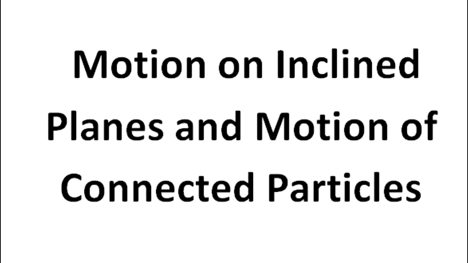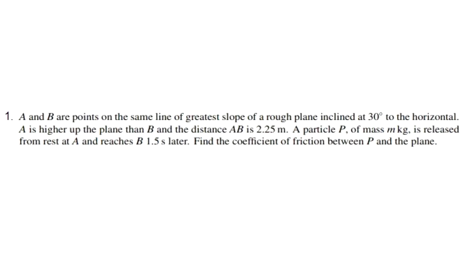Motion on inclined planes and motion of connected particles. A and B are points on the same line of greatest slope of a rough plane inclined at 30 degrees to the horizontal. A is higher up the plane than B and the distance AB is 2.25 meters. A particle P of mass m kg is released from rest at A and reaches B 1.5 seconds later. Find the coefficient of friction between P and the plane.